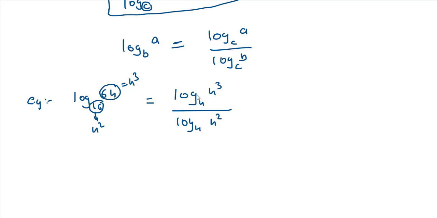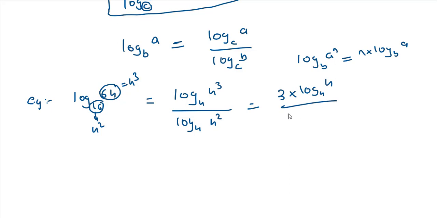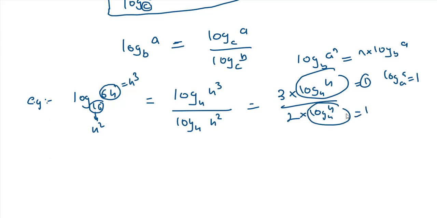By using the change of base rule, we can do this. Now this can be written, by using the property of logarithm, that is log a raised to n to the base b is equal to n times log a to the base b. So this will become 3 times log 4 to the base 4, and the denominator will become 2 times log 4 to the base 4. Now log 4 to the base 4 is equal to 1 because log a to the base a will be equal to 1. Similarly, this will also become equal to 1. So we will be left with 3 by 2, which is 1.5.